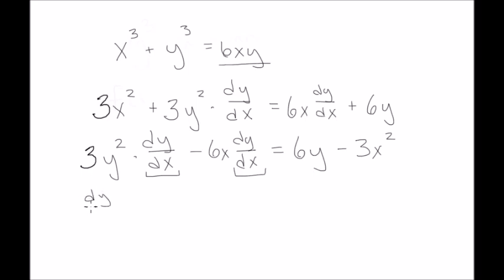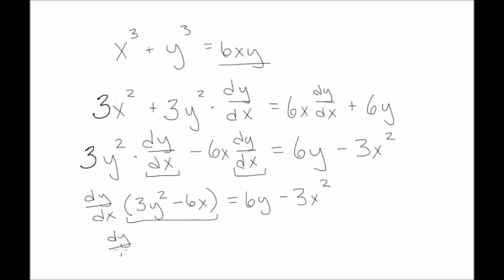I get that dy dx times 3y squared minus 6x is equal to, I don't do anything to the right-hand side, 6y minus 3x squared. The last step is to divide both sides by this 3y squared minus 6x so that dy dx is by itself on the left, and I get that dy dx is equal to 6y minus 3x squared over 3y squared minus 6x. You might at this point say, wow, that's a little messy.